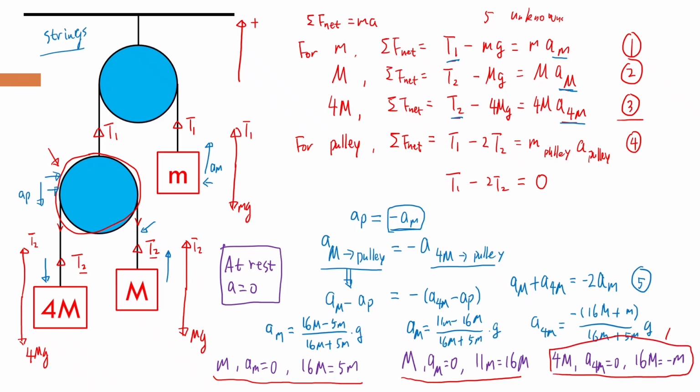Why? Because look at this relationship. One of the masses has to be negative, but we know mass cannot be negative. That means 4M can never be at rest, and my small m and big M can be at rest. And this is the ratio if you want small m to be at rest, and this is the ratio if you want big M to be at rest.